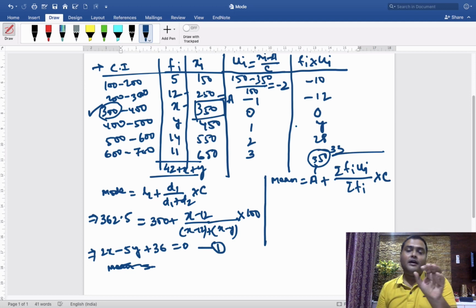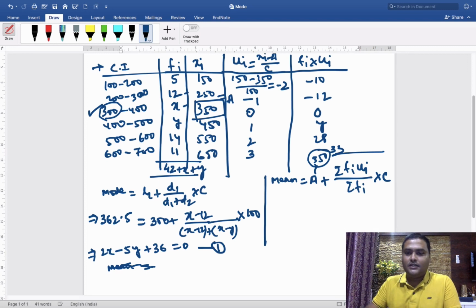So the moment I have used 350 as an assumed mean, here you can see that x is eliminated from the multiplication of fi into ui. So only one variable is left, that is y. Similarly, I could take 450 also as assumed mean. In that case, y could be eliminated, right? And my calculation would be a little bit easier in this case, right?